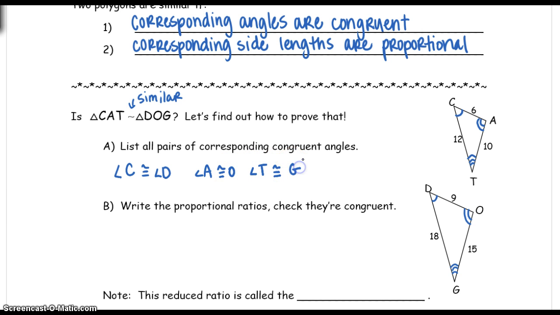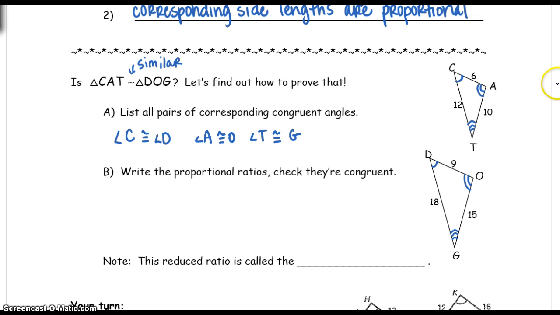Now you're probably asking yourself, why do we have to list this? Like, what is the point? Well, in order to prove that two polygons are similar, you have to say their corresponding angles are congruent. You have to. If you leave that part out, then you haven't proved to me that they're similar. So make sure you do include that. Next, write the proportional ratios and check they're congruent.